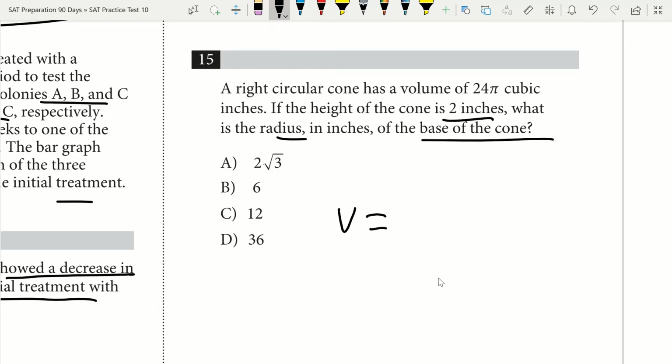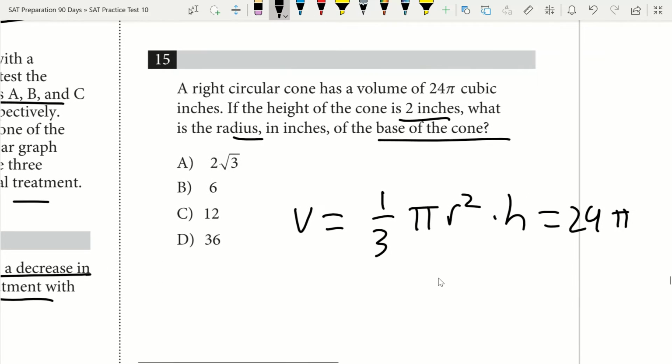So the volume of a right circular cone, what you should know is that that's 1/3 times pi times the radius squared times your height. So in this case, we know that that's equal to 24 pi, because it tells us that that is the volume. Now we're told the height is 2 inches, so we can go ahead and replace that height with 2. Now we're asked for the radius, so we just solve for the radius here. First thing we're going to do is multiply each side by 3 to get rid of this 1/3.